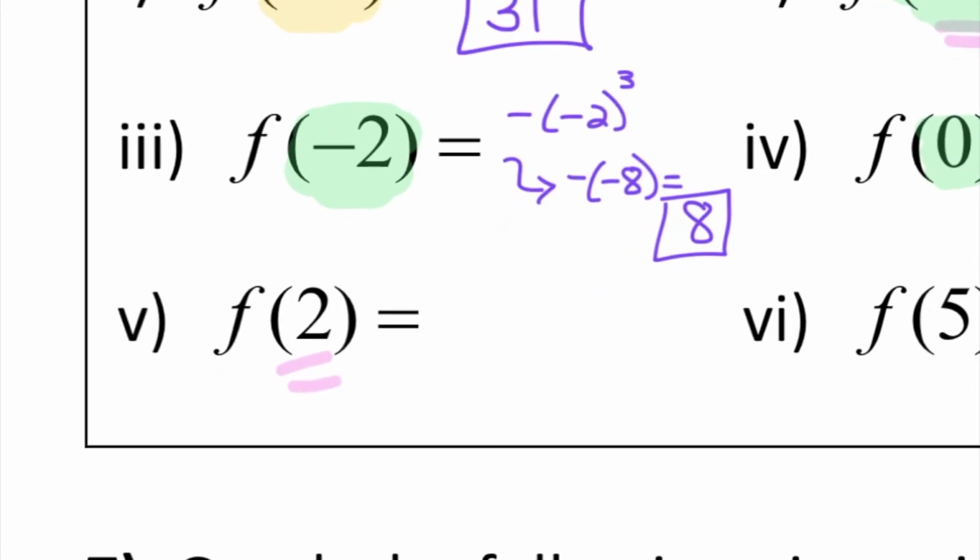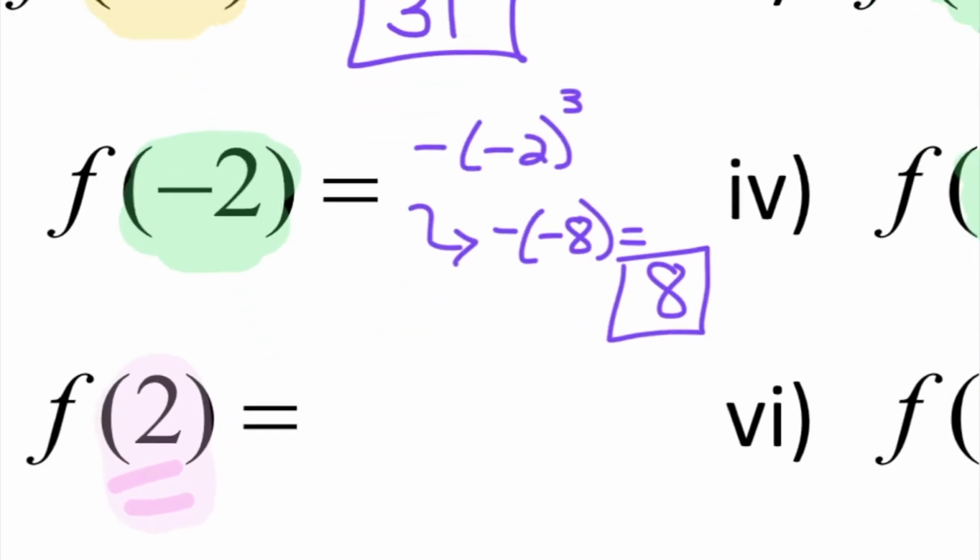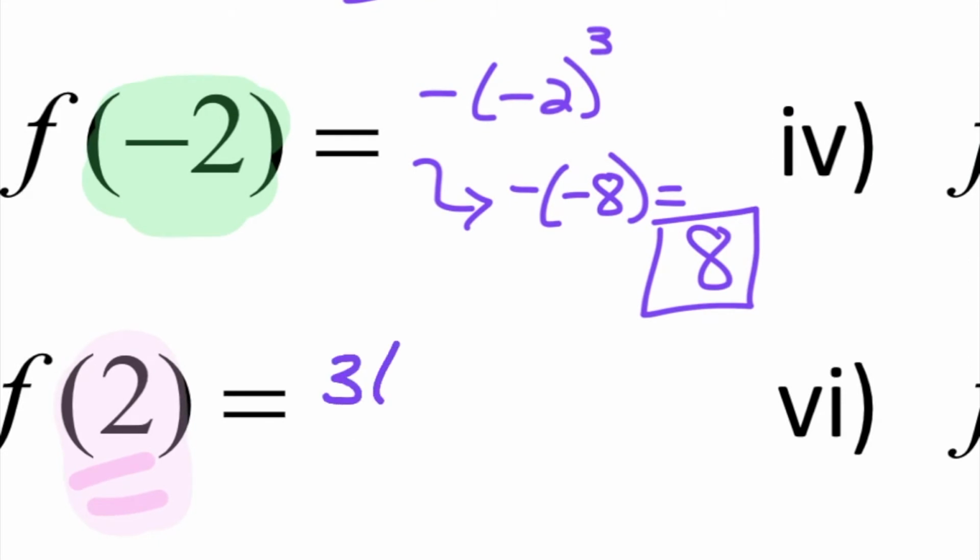Oh boy. So the positive 2 then, because in this equation there's no equal sign there, the positive 2 is going to go into the pink equation. And so f of positive 2 gets substituted into the 3x squared plus 1. So 3 times 2 squared plus 1. 2 squared is 4 times 3 is 12, plus 1 is 13.